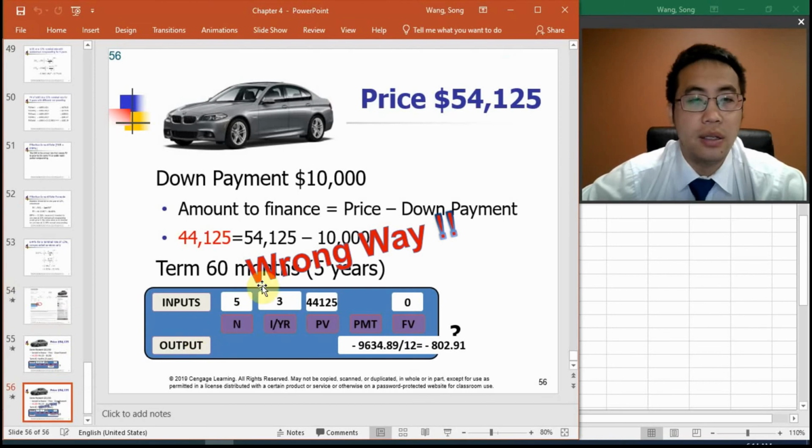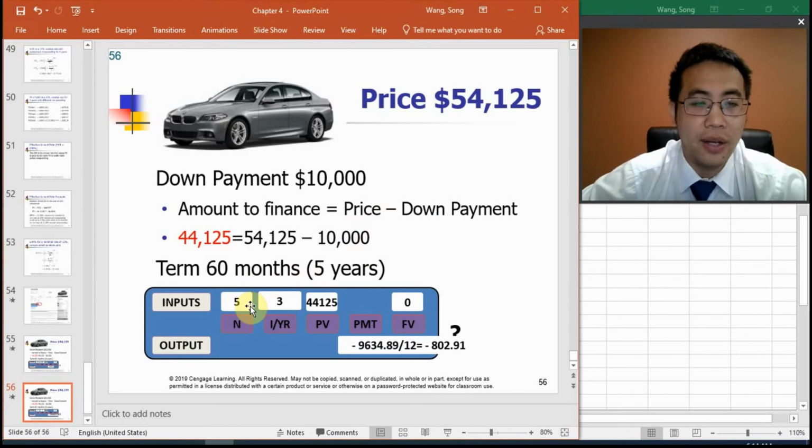So right here is the wrong way to do it. Still, you have the same amount to finance. Well, you might be thinking, oh, okay, this is 60 months, so that's 5 years. So I have 5 years here. I use the annual rate here, so this is per annum. Then my payment here would be the annual payment, and you have one annual payment, and then you just divide it by 12. You have the wrong number output here for your car loan.